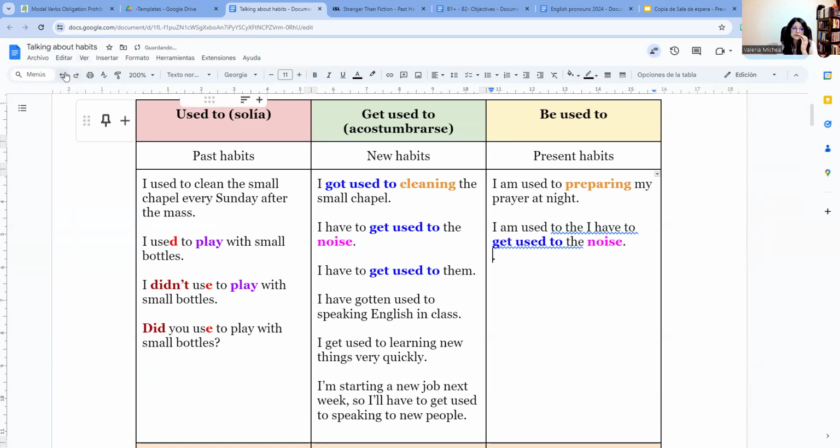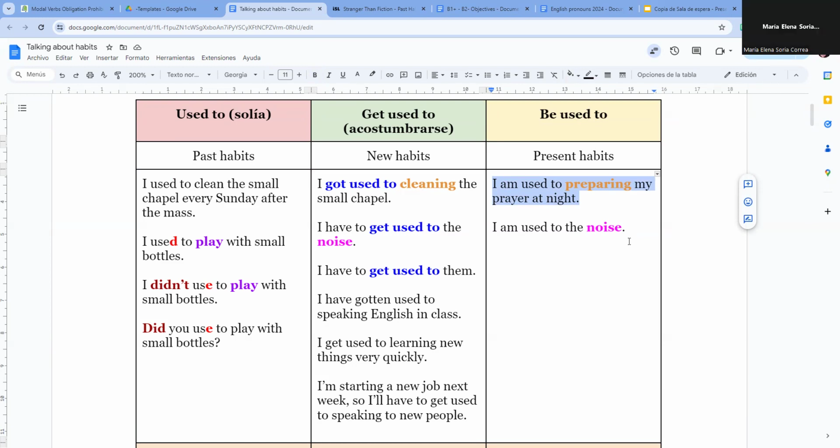All right, so I just wanted to copy this. Let me try again. So I'm used to the noise, or I'm used to preparing my prayer at night, right? So it's a present habit. It's something that now I am kind of trying to keep in mind, all right? So does anybody know, or can anybody translate this into Spanish, please? I'm used to preparing my prayer at night. How can we say that in Spanish?